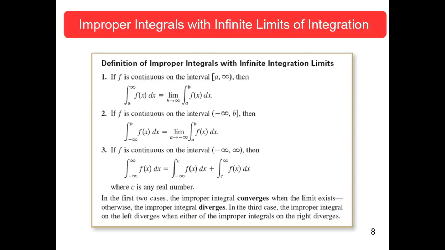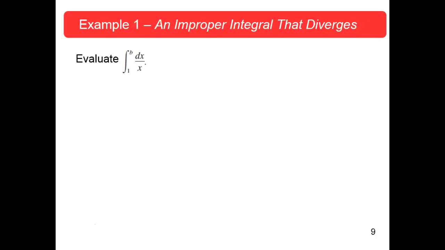In the first two cases, the improper integral converges when the limit exists. Otherwise, the improper integral diverges. In that case, there is no solution. In the third case, the improper integral on the left diverges when either of the improper integrals on the right diverges. So you can have one of these that converges and one that doesn't, and the whole thing is lost. It will only work if both of them work. Seldom will that happen. Just frankly, seldom will that happen.